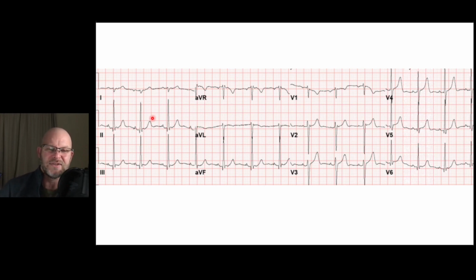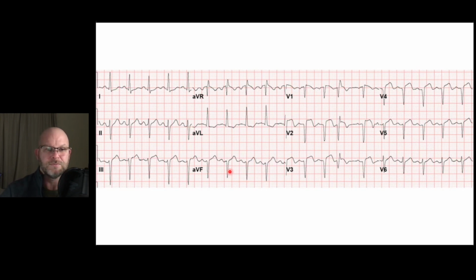So let's take a look at this one here. What's the axis of this EKG? Well, here's lead 1. Lead 1 is primarily negative, so we know we're heading toward the patient's right. Let's look at aVF. aVF is positive, meaning we're heading towards that lead, which is in the foot. So that puts us in the patient's right, below the equator, so that's a right axis deviation.